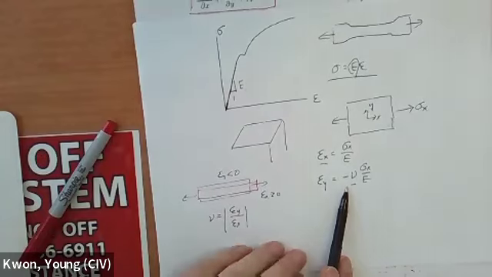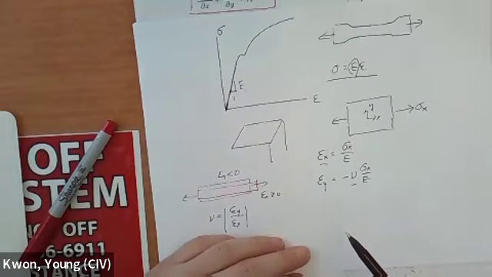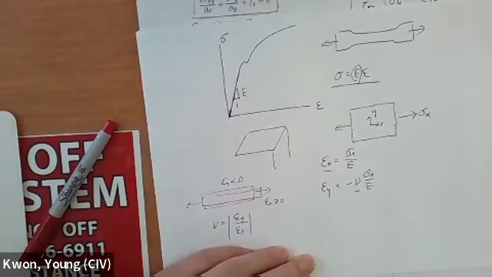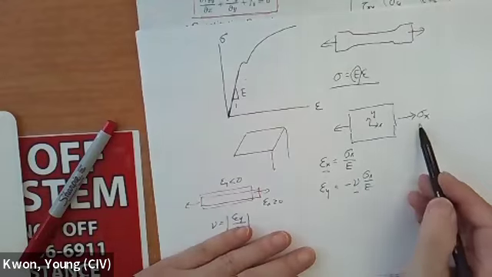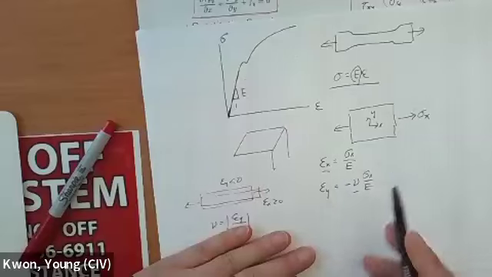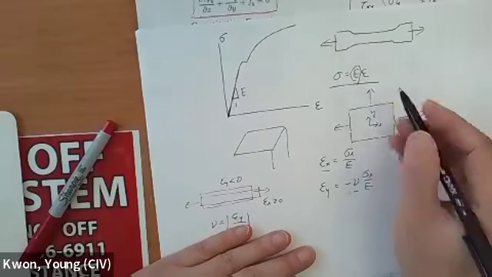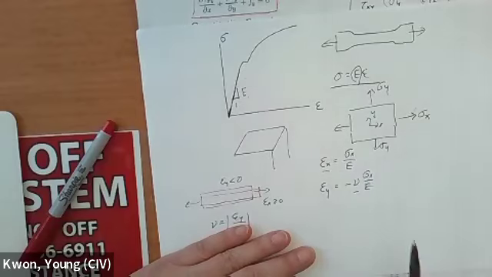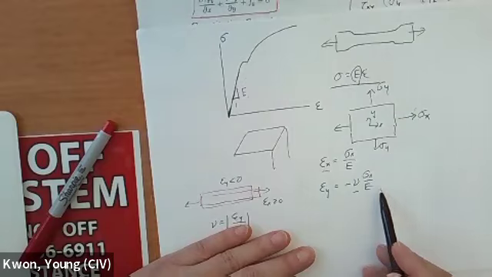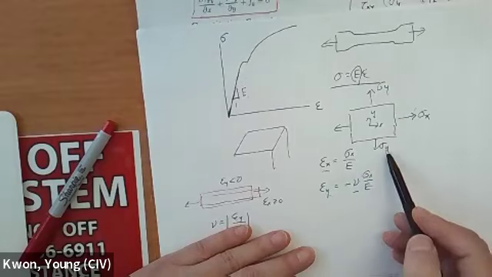Then for a linear elastic system, you can apply the principle of superposition. In other words, you can apply loads one by one: sigma x, then that. Now on top of that, if you apply sigma y, let's look at this one. What is going to be the strain in the y direction due to sigma y?